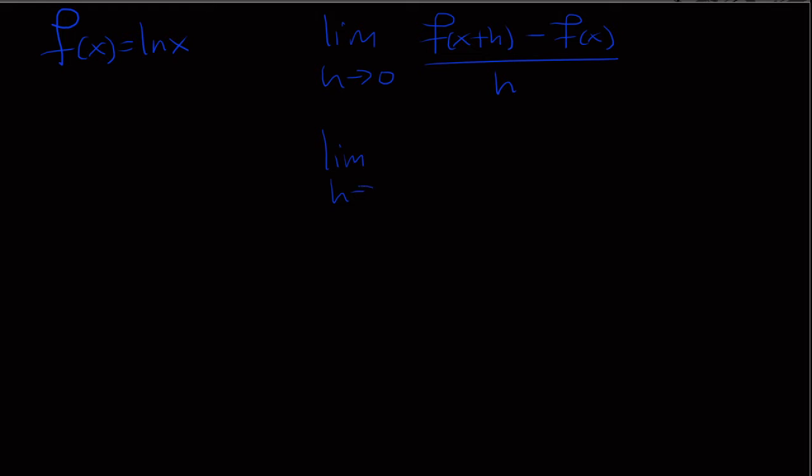I want to find the derivative of f of x equals natural log of x using the limit definition. So I want to find the limit as h approaches 0 of f of x plus h minus f of x, all over h. For f of x plus h, I'm going to replace x with x plus h. And f of x is what we started with, all over h.